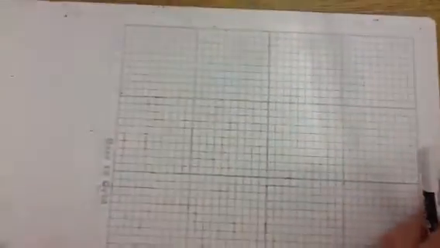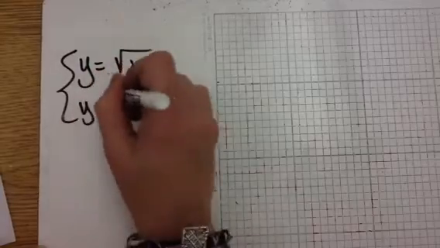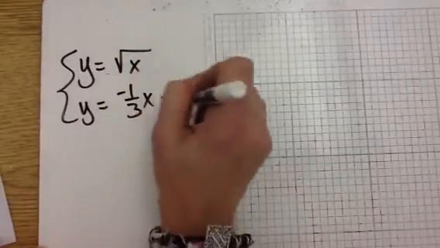The next systems we're going to solve are nonlinear systems, and we're going to have to graph those as well as solve them algebraically. So our first system, y equals square root of x, and y equals negative 1/3 x plus 6.